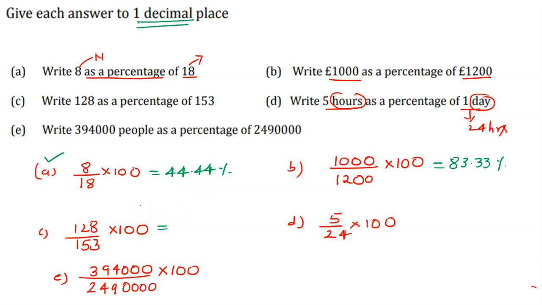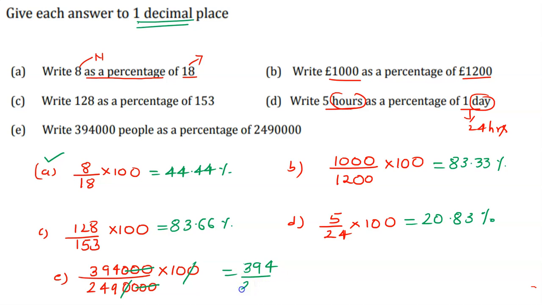Now C part is 128 divided by 153 times 100. If you multiply by 100, then it comes to 83.66 percent. Now D part is 5 divided by 24 times 100. So this comes to 20.83%. And this one, you can see, you cancel 3 zeros by 3 zeros, 1 zero by 1 zero. So what did we get?